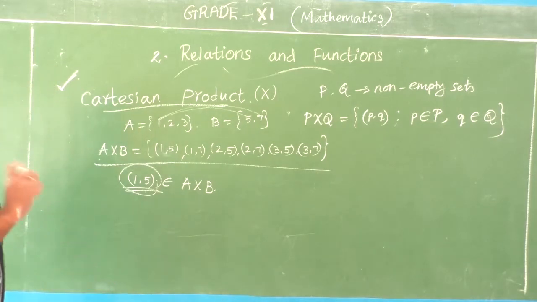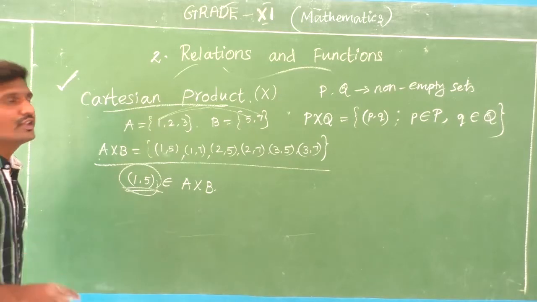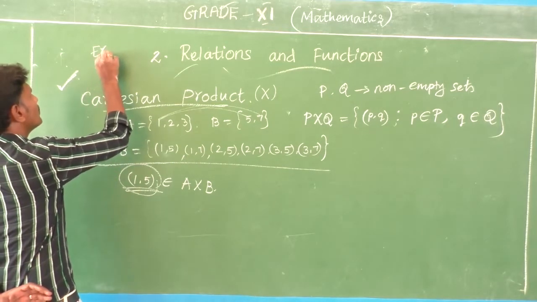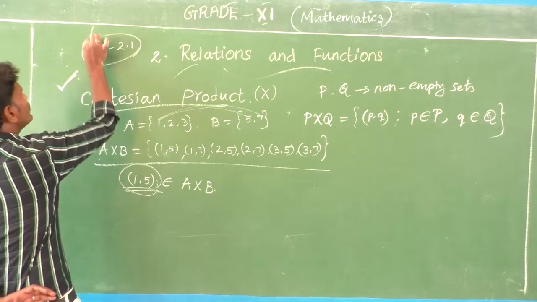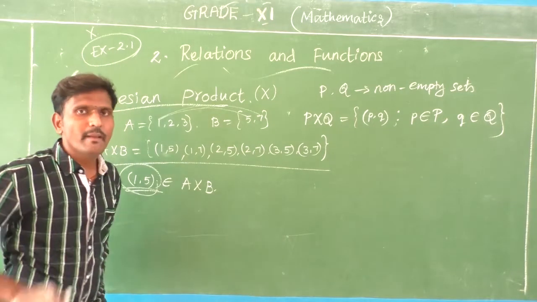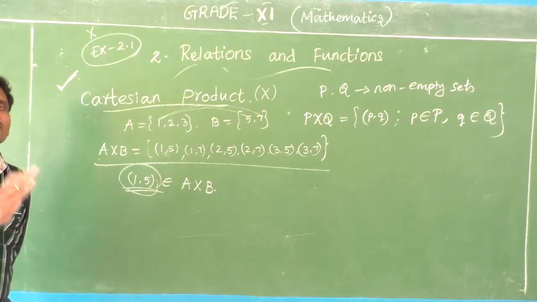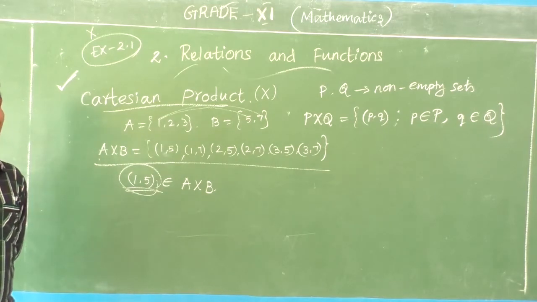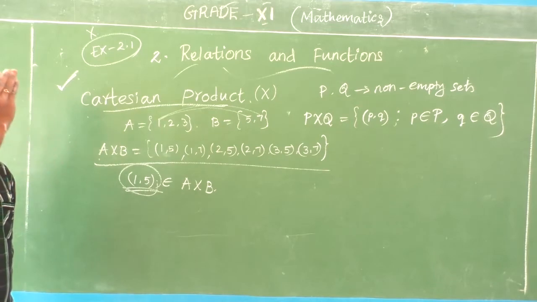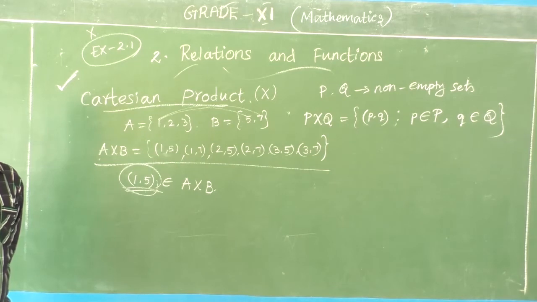And here also the chapter number 2. So the exercise 2.1 is your deleted portion. But we should know about this exercise 2.1. Why? Because this is a basic for your relation and function in grade 11 and also 12th standard. So I give you the basic concept and what is the necessary concept in your next chapters. That only I am going to give you now.